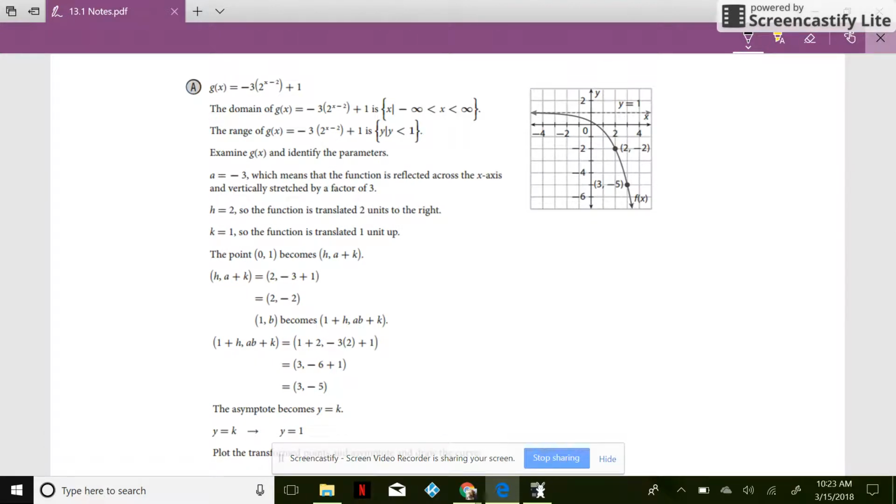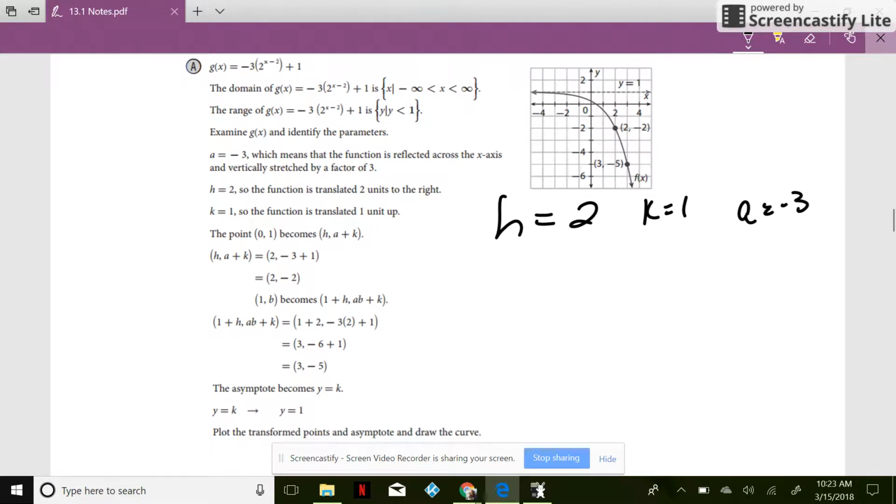So here we've got the function -3 times 2 to the x minus 2 plus 1. So the key things to notice, our base value is 2, so our parent function is the function 2 to the x. You can see that h is going to be 2. We're going to shift to the right 2. K is 1. We're going to shift up 1. And a is -3.